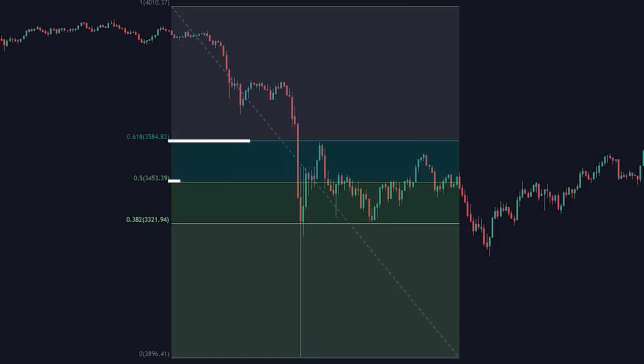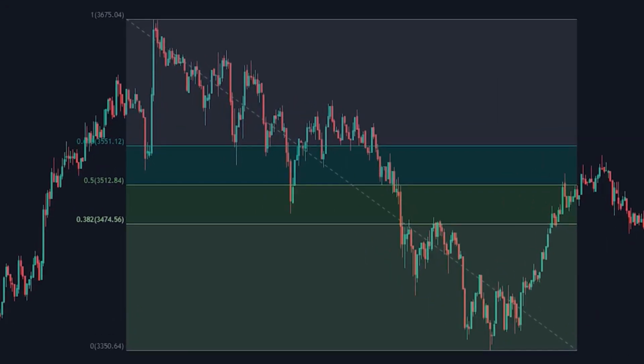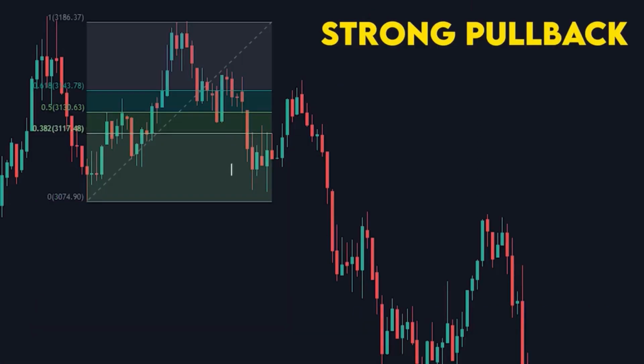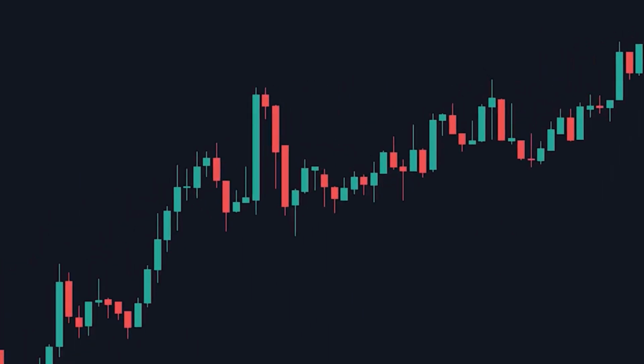So how are we going to decide if a pullback is strong or weak by these lines? Let me show you an example. So first thing we want to do is put the lower line on the lowest low, then drag the upper line to the highest high. So in this example we are going to be looking for a long trade. We will consider a pullback weak if the price dips above the 0.382 level. If the price dips below the 0.382 level, it is a strong pullback. So like we were saying before, the weaker the pullback, the better.